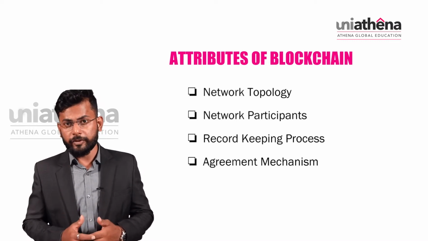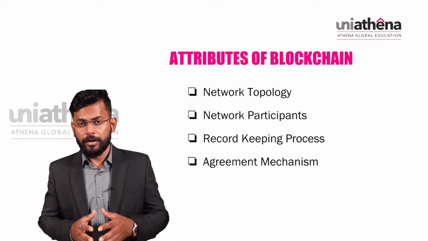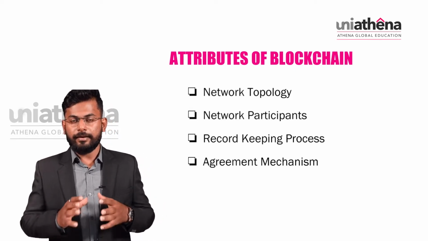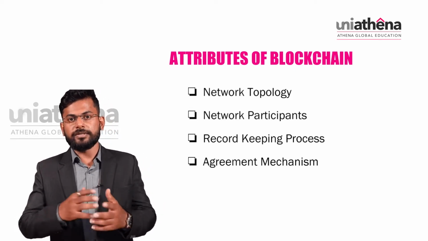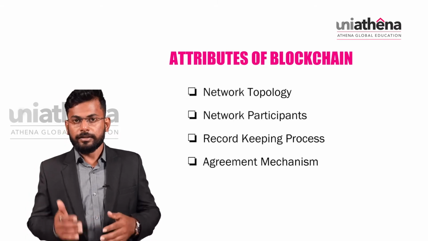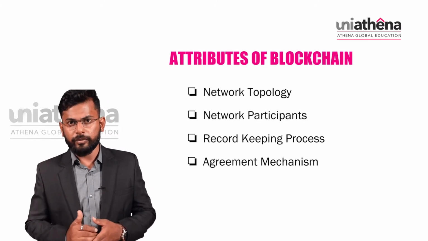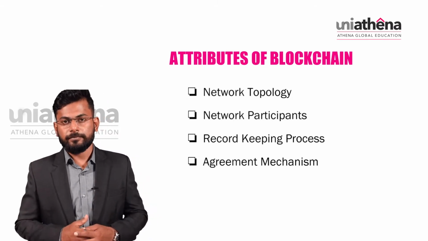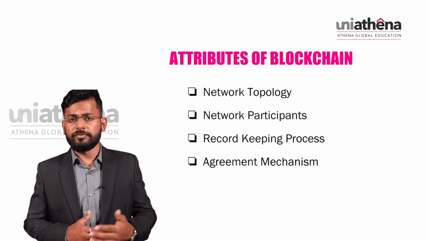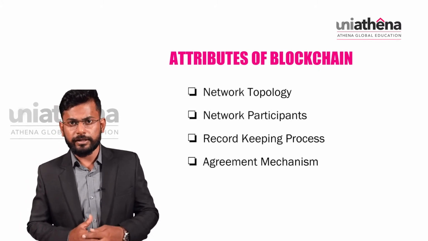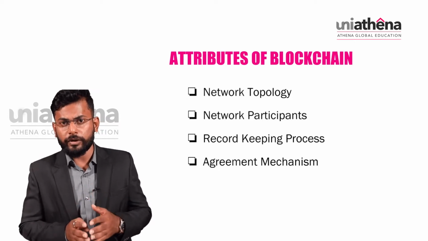Then the record keeping process, that is the third attribute. How the records are maintained in a blockchain network. How does that happen? We're going to see that. The fourth core attribute is the agreement mechanism. What is this agreement mechanism? Why do you need that? That's something that we're going to see in the fourth section. That is the fourth core attribute.